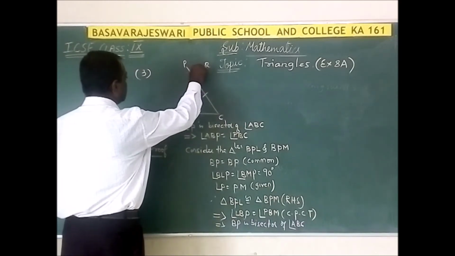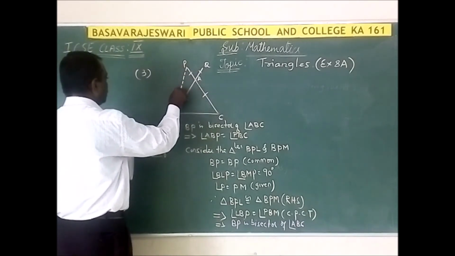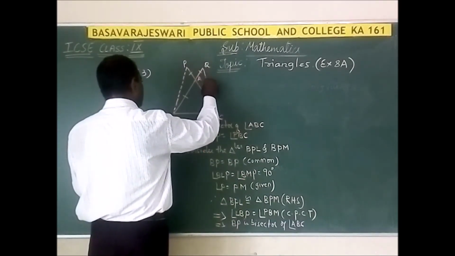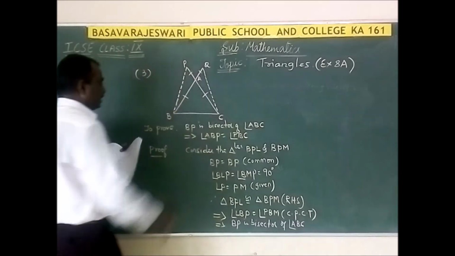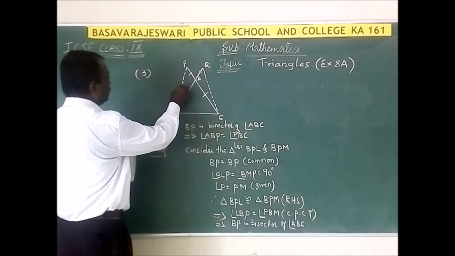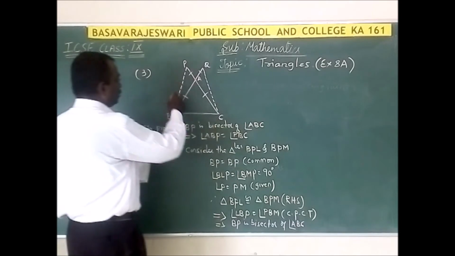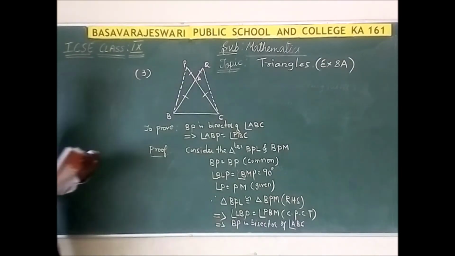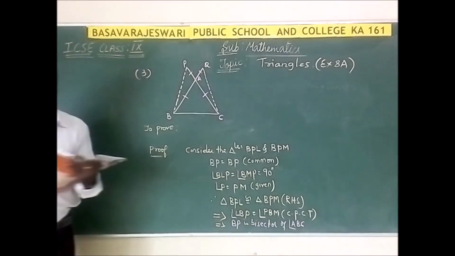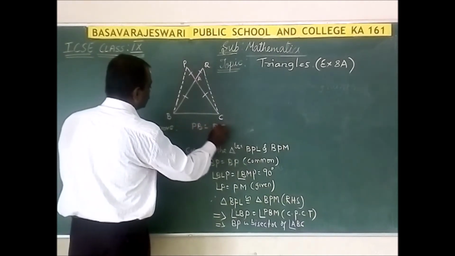two are also equal. So join PB, join QC. Prove that PB is equal to QC. So what you have to prove here in this figure? You have to prove PB is equal to QC.